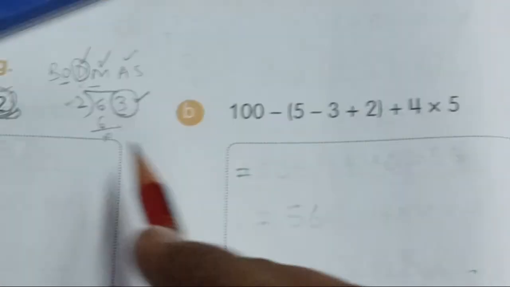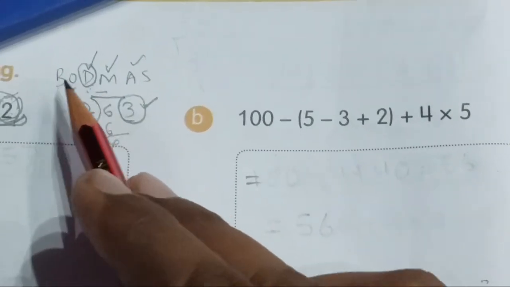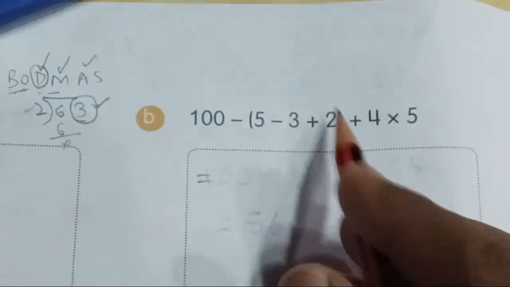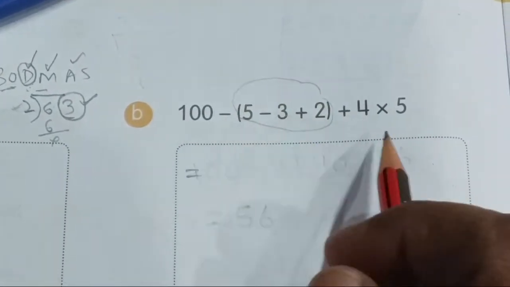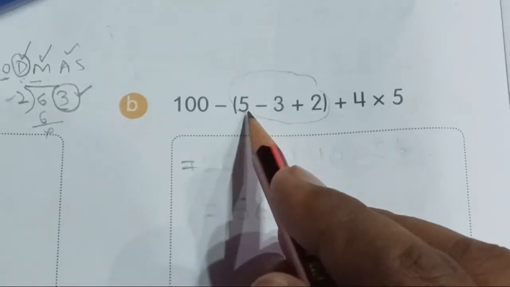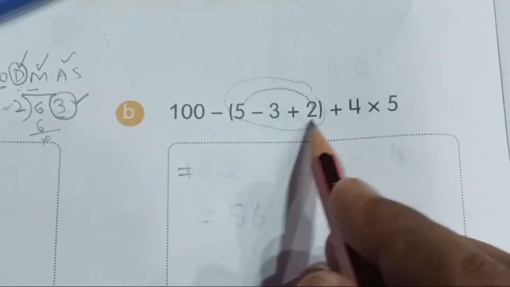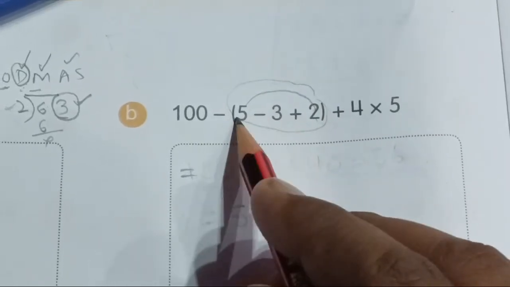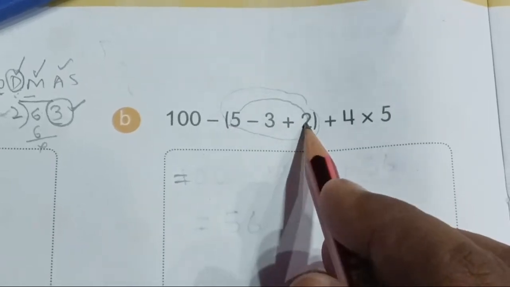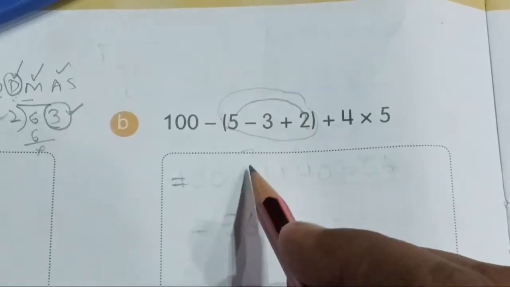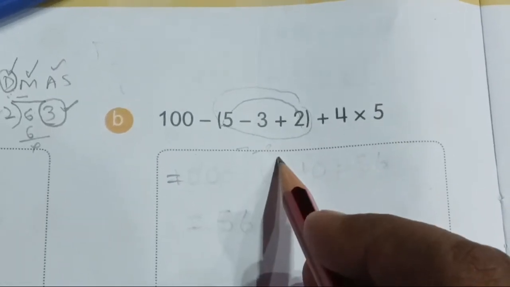In this kind of situation, we will first solve according to BODMAS. The bracket is here. So we will go inside the bracket and note down all the numbers and symbols as they are. First we will add 5 and 2, because the 2 has a plus sign and 5 also has a plus sign hidden here. 5 plus 2 becomes 7. 7 minus 3 becomes 4.